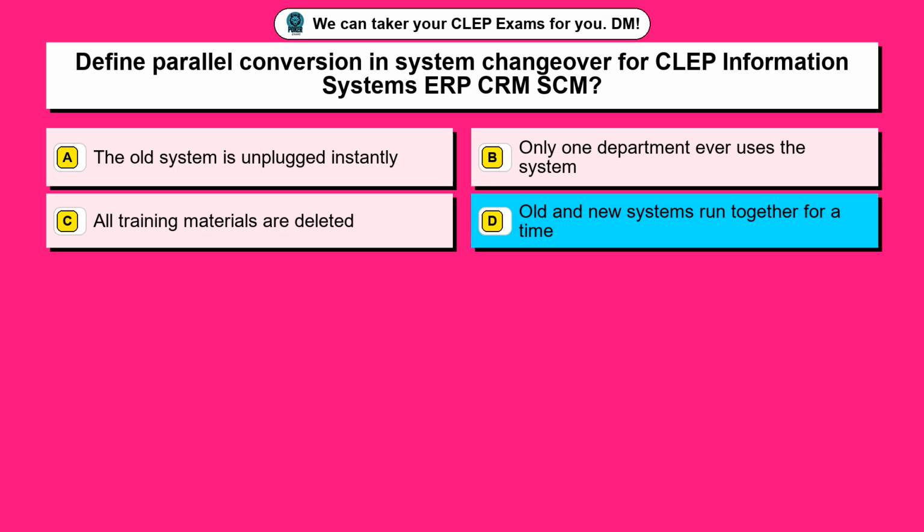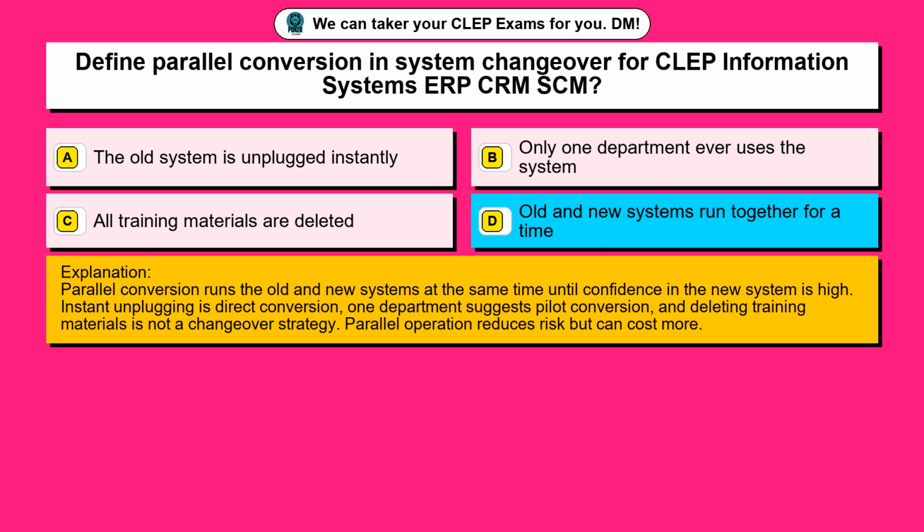The correct answer is option D. Old and new systems run together for a time. Parallel conversion runs the old and new systems at the same time until confidence in the new system is high. Instant unplugging is direct conversion. One department suggests pilot conversion, and deleting training materials is not a changeover strategy. Parallel operation reduces risk but can cost more.